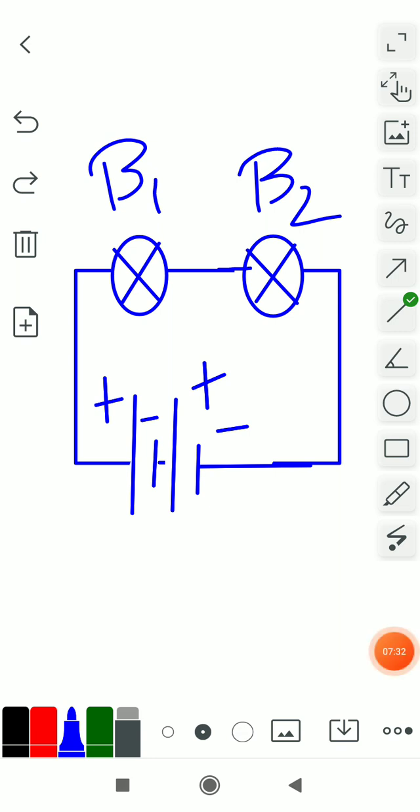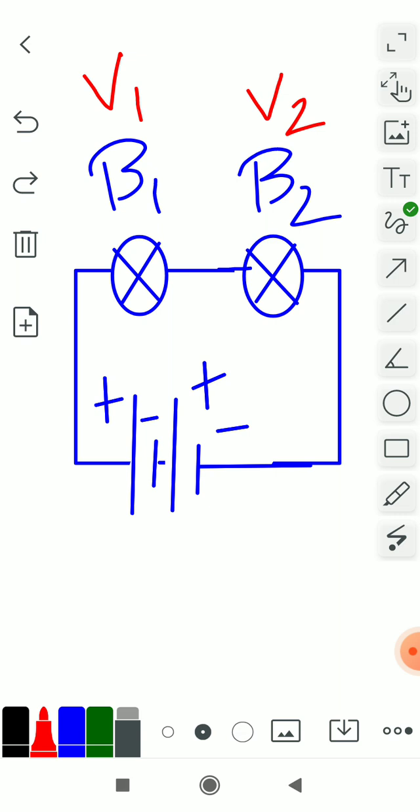If in series connection the same current is flowing, that means across the bulb B1, what is the voltage? Different. Current is the same but voltage is different, V1. Here across the bulb B2, current is the same but voltage is different, V2. And as usual, the resistances are also different.